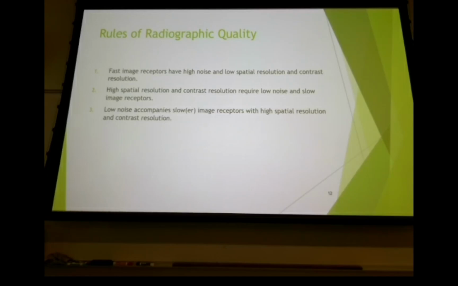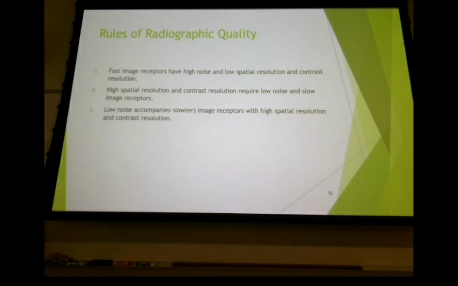Receptors have high noise and low spatial resolution and contrast resolution. Okay, not so much contrast resolution anymore. Our contrast resolution is not really controlled by our image receptor, but our computer algorithm. All right, so that's one.